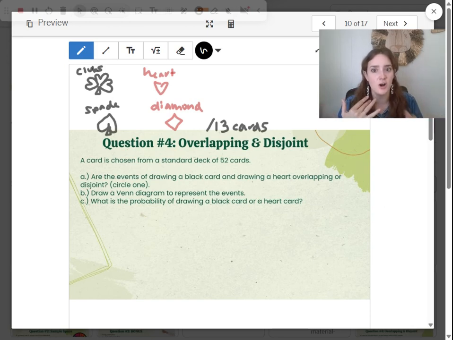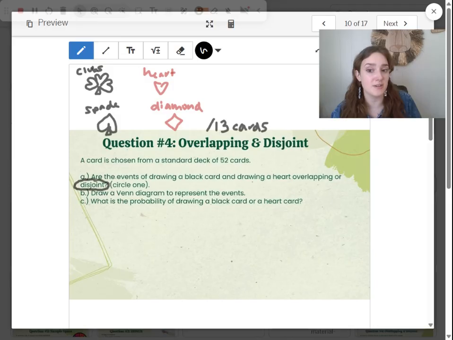If we cannot, then it's disjoint. So it looks like a heart is a red card. We can't have a black heart. So this is going to be a disjoint event. We're going to circle that. And we're going to draw this Venn diagram to show this. So I'm going to show the black cards.